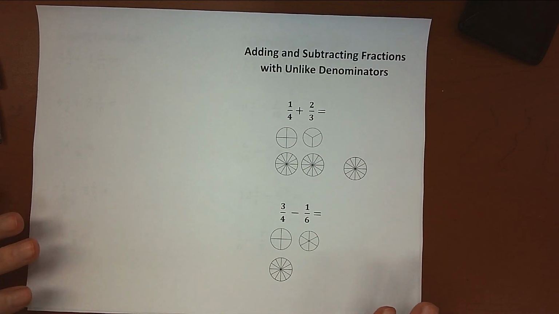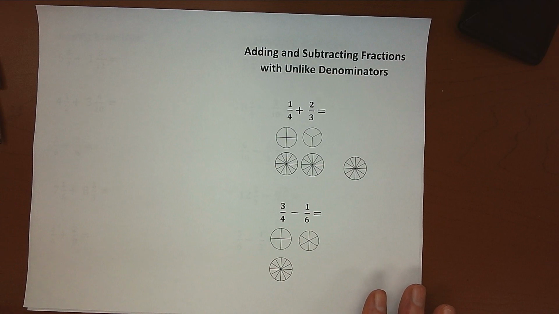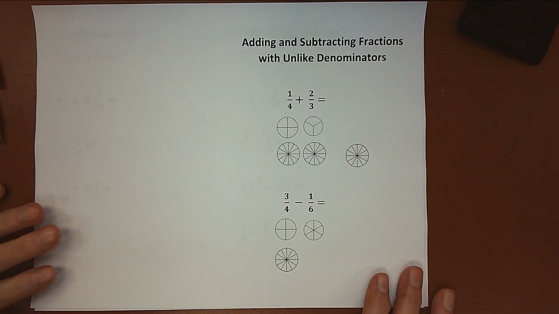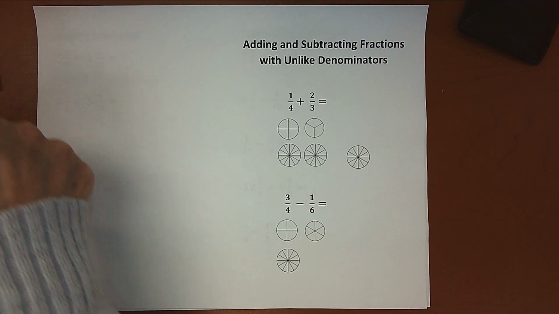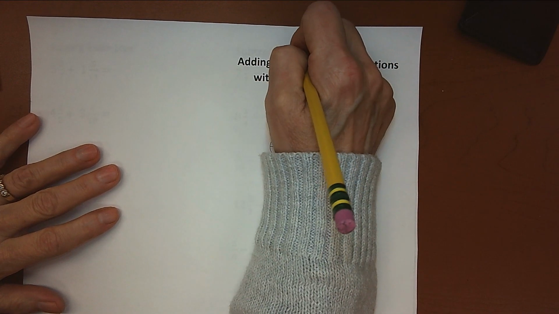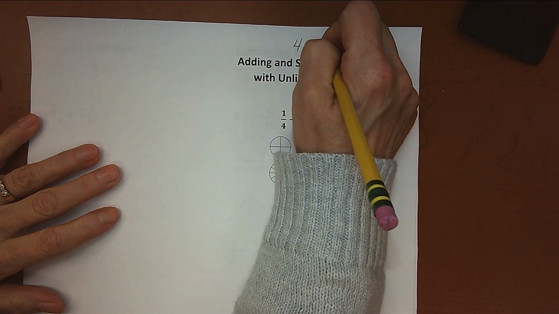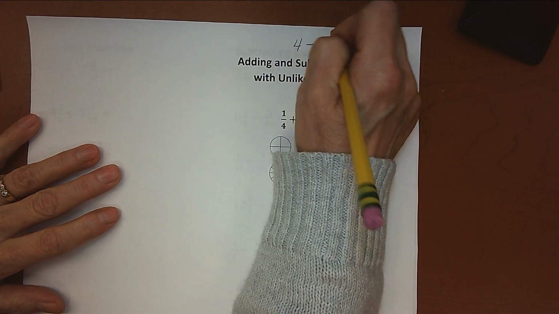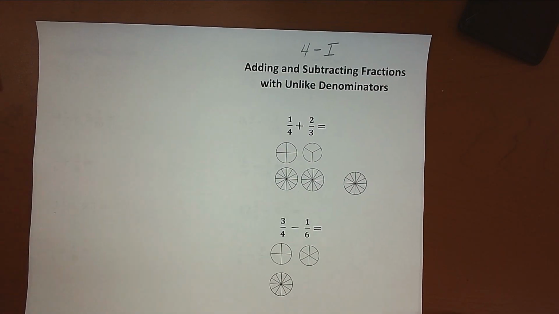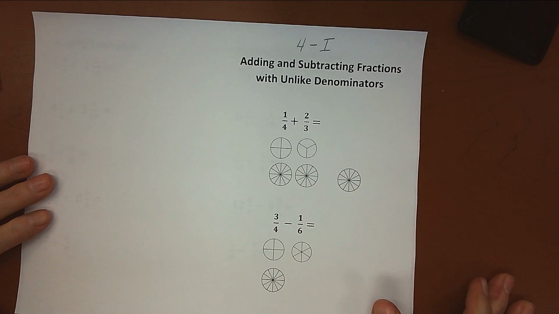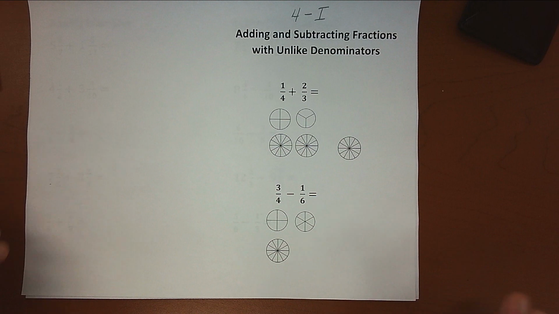Alrighty, our last video was on adding and subtracting fractions that had common denominators. That was for H. And this one will be for I. This is on adding and subtracting fractions and mixed numbers that have unlike denominators. So let's look at a couple of models first of all so we can kind of understand what's going on here.